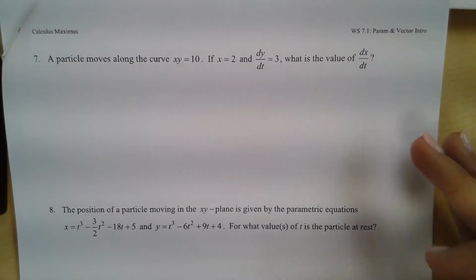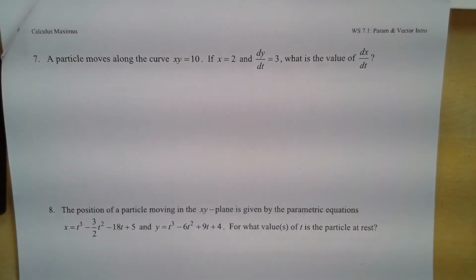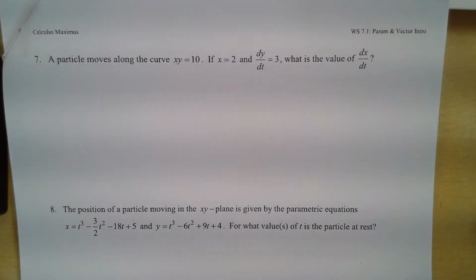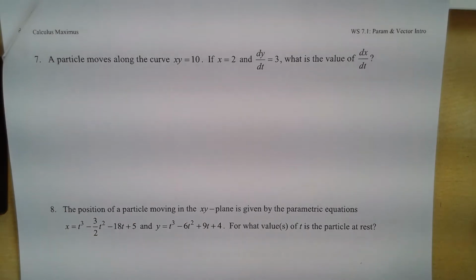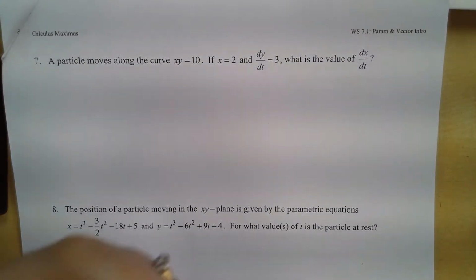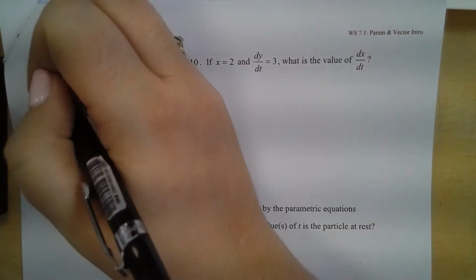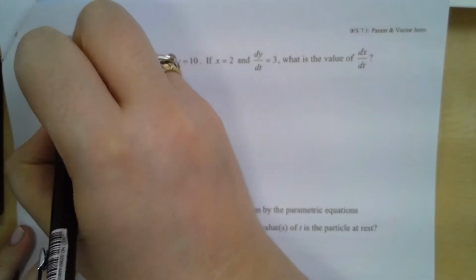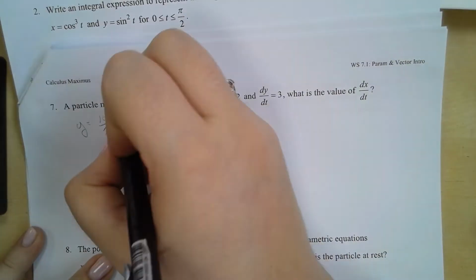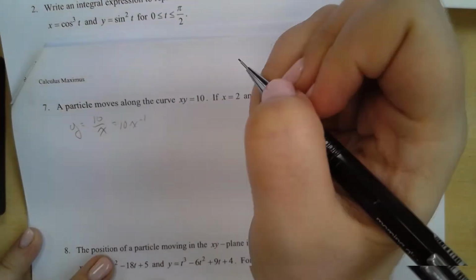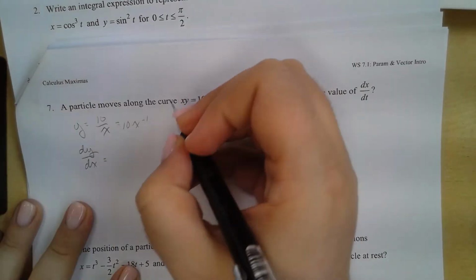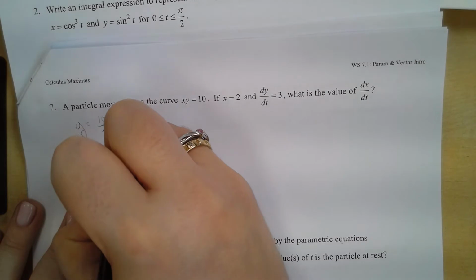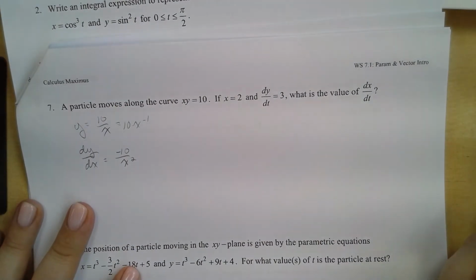So a particle moves along the curve xy equals 10. If x equals 2 and dy over dt equals 3, what is the value of dx over dt? Well, we know that y is equal to 10 over x, right? So that's equal to 10x to the negative 1. So dy over dx is going to be equal to negative 10 over x squared, right?